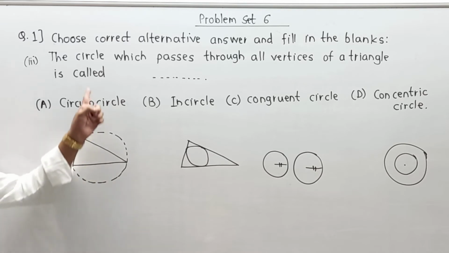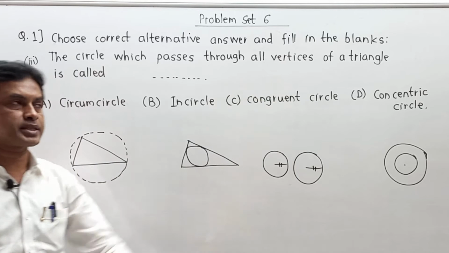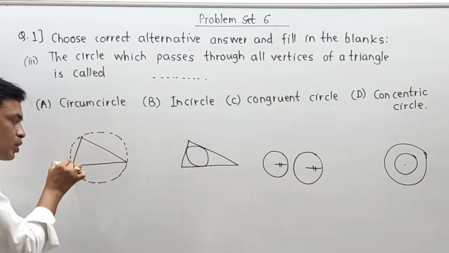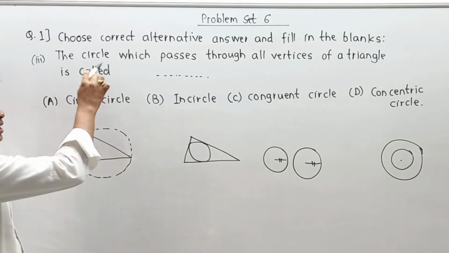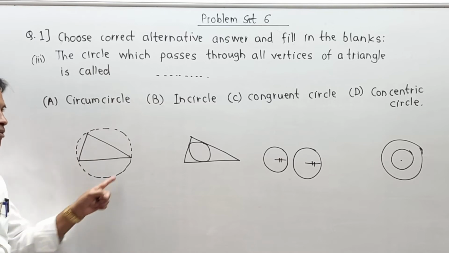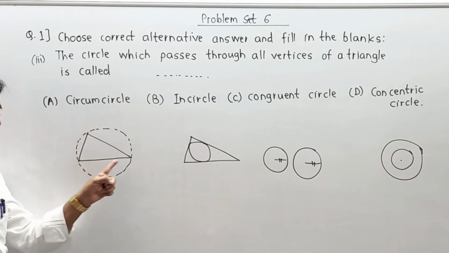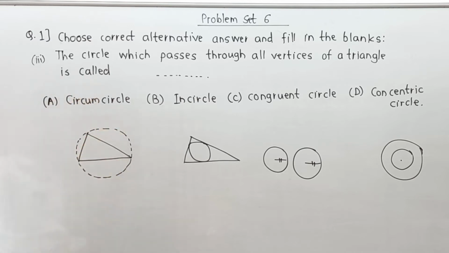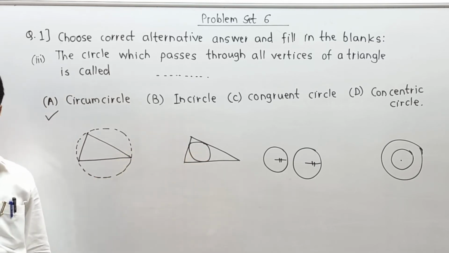The same terminology is explained over here. The circle which passes through all vertices of a triangle. A circle which passes through the first vertex, second vertex, third vertex is definitely called a circumcircle. So your answer E is correct over here. This rough diagram that I have drawn is just for your understanding.